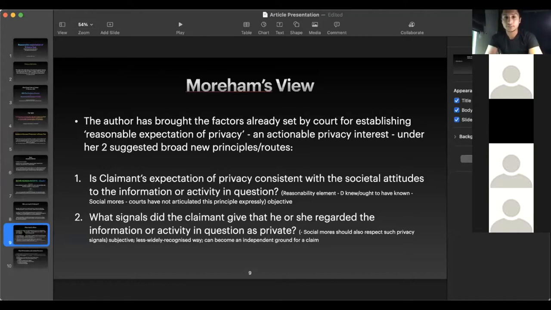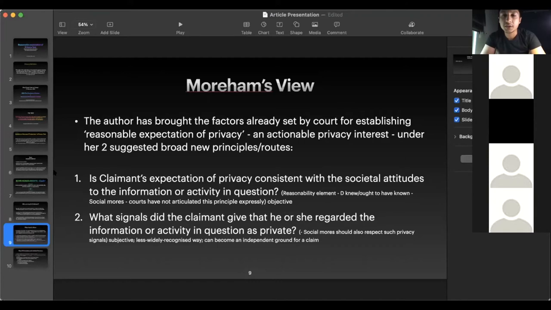What does this mean? This is a reasonability element. The defendant knew or ought to have known, expect social mores. She says that courts have not articulated this principle expressly, and this is an objective requirement. So an example of this would be that there are certain actions which society considers as private by the nature of those actions.